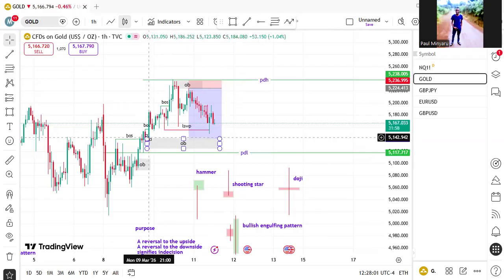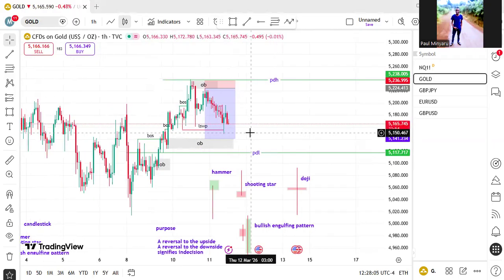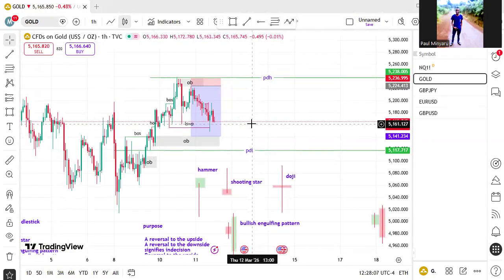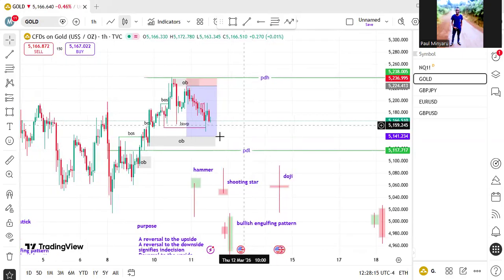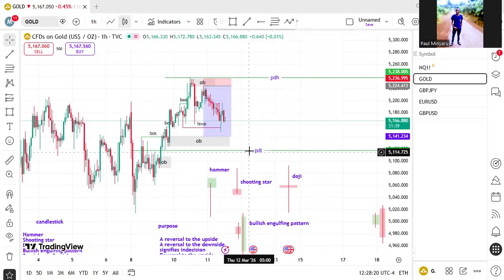Or this fair value gap, it should be balanced. And in that fair value gap, we had something called an order block. I will be teaching more about order blocks and fair value gaps, so you can join my classes. So this is my target, this order block, and this previous day low.